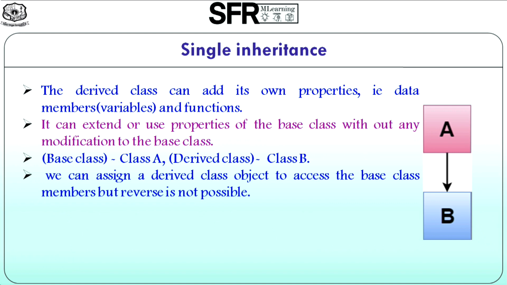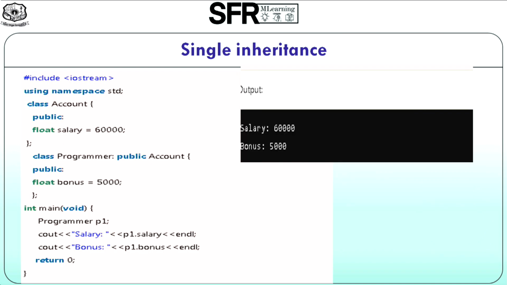It can extend or use the properties of the base class without any modification to the base class. We can add special features only in the derived class. In this diagram, A is a base class and B is a derived class. We can assign a derived class object to access the base class members, but the reverse is not possible. In this example, class account is a base class and class programmer is a derived class. It accesses the account base class in public mode.